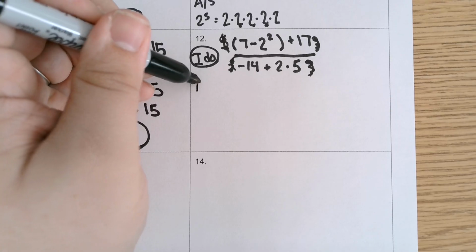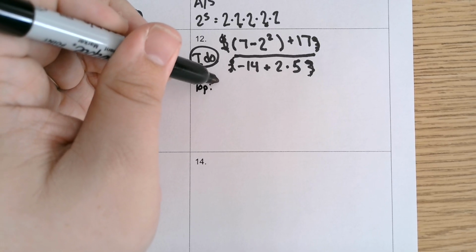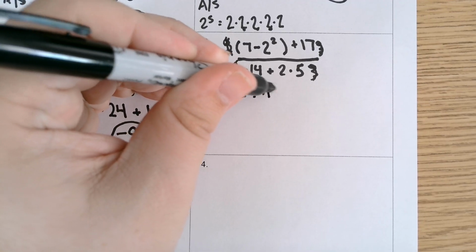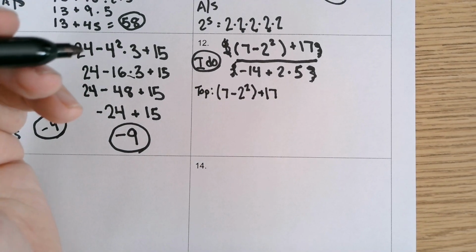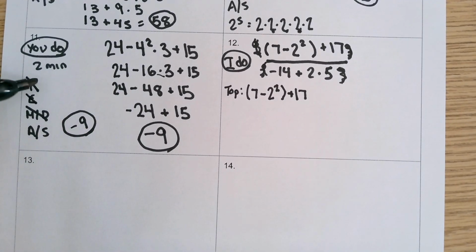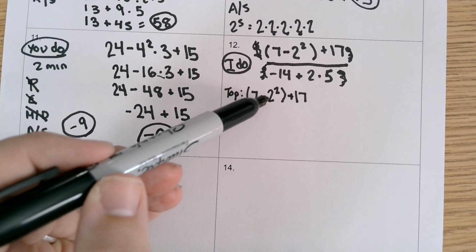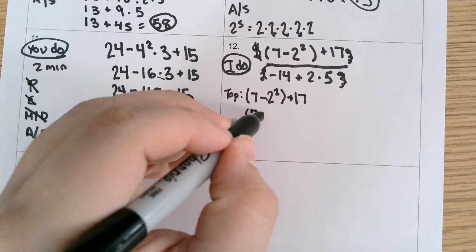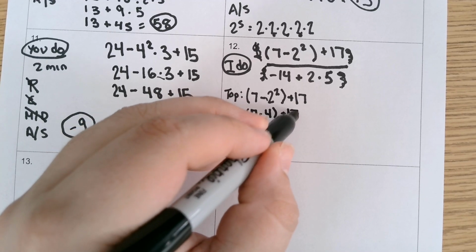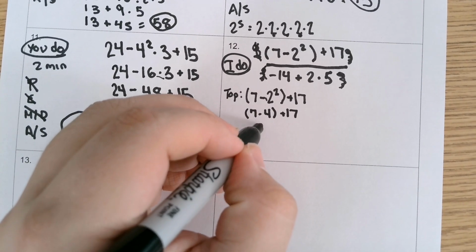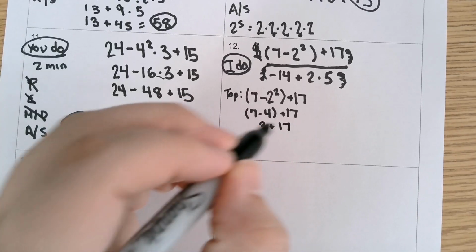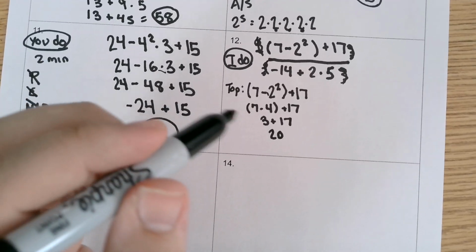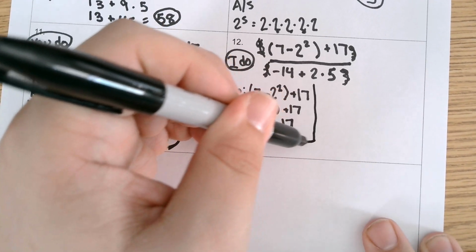So I'm going to start by doing the top. The top, the numerator, is only 7 minus 2 squared plus 17. So now, sticking with my PEMDAS order, I have parentheses first. And in that parenthesis, I have to do the exponent first. 2 squared. That's 2 times 2, which is 4. Then finishing out this parenthesis, 7 minus 4 is 3. And then 3 plus 17 is 20. That is my numerator. See, that wasn't so bad.